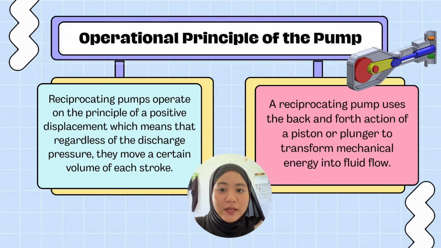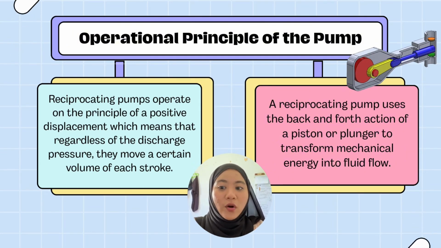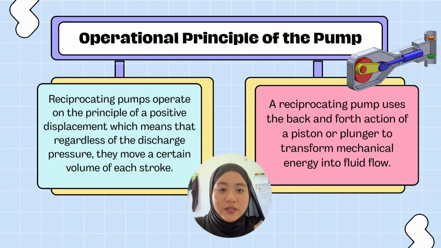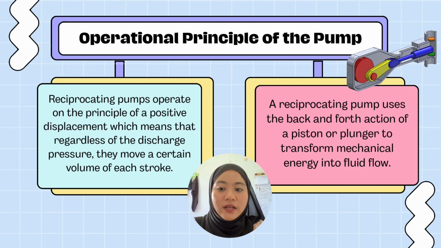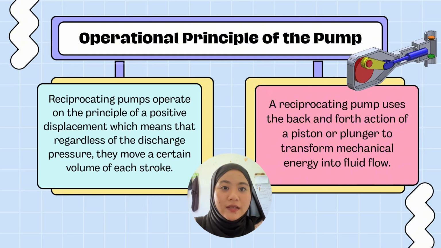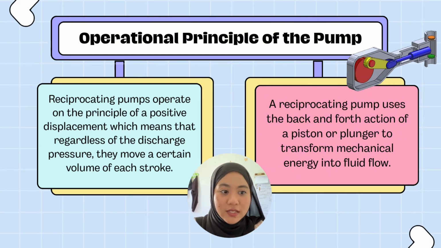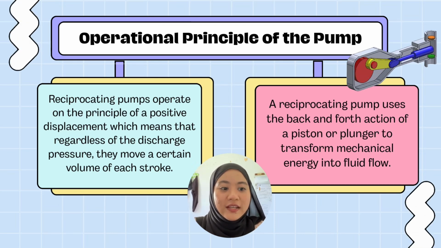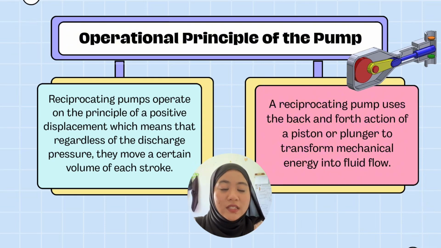So now I will explain about the operational principle of the pump. Reciprocating pumps operate on the principle of positive displacement, which means that regardless of the discharge pressure, they move a certain volume each stroke. And reciprocating pumps also use the back and forth action, as you can see in the slide, of a piston or plunger to transform mechanical energy into fluid.